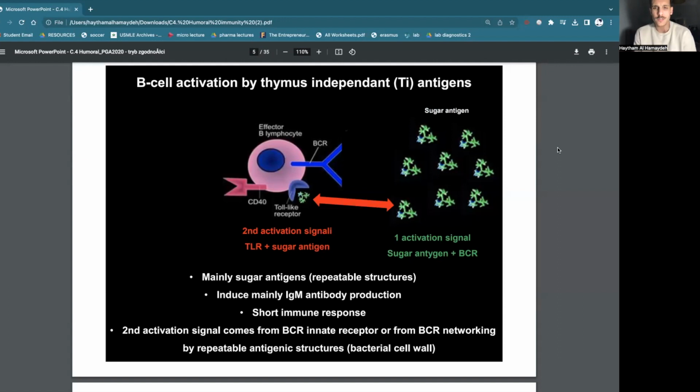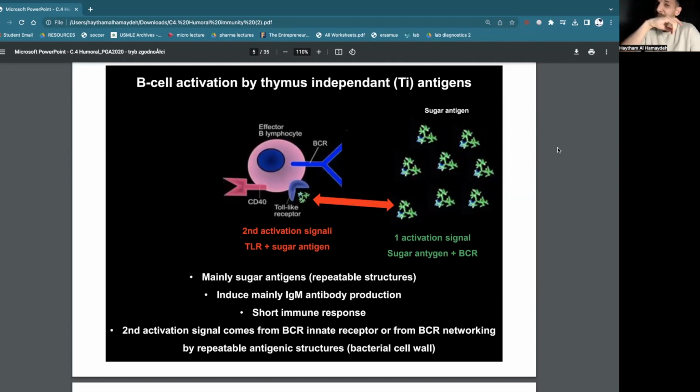Okay, so the first signal, sugar antigen binds to the BCR. The second activation signal is that there's a receptor on the B cell called the toll-like receptor, binds to that same sugar antigen, maybe just a different molecule from the blood, and so causes the activation of the B cell. And what is released here is the IgM. The IgM is an antibody that causes immunity to be shorter than the immunity of IgG, okay?